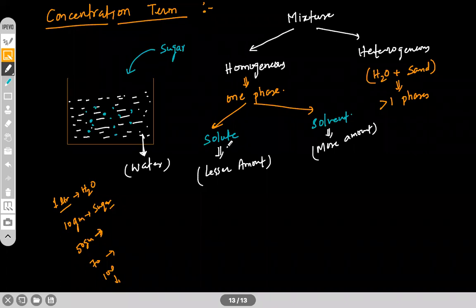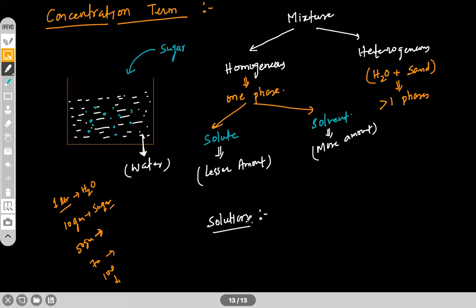Right. I am talking about mixture now. Have you heard about a term that is called solution? What is a solution? Is there any difference between solution and mixture?